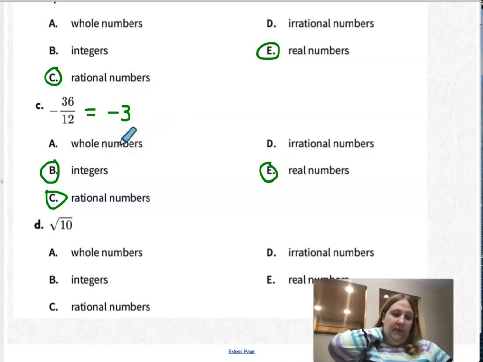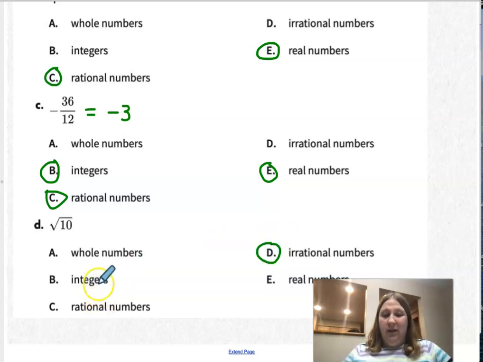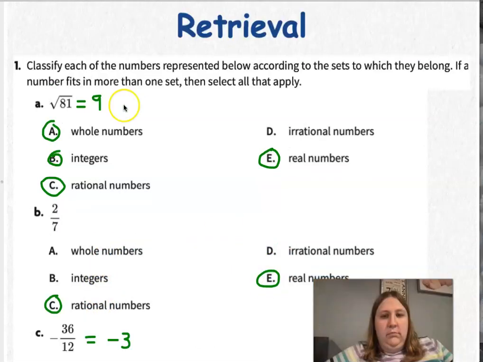All right, last one for this type then is the square root of 10. So the square root of 10, there's no number that when I multiply it by itself, I get 10. So it's definitely going to go on forever. So when it goes on forever, we know it has to be irrational. It can't be rational, can't be an integer, it can't be a whole number. But there is no i in there, so it definitely is still a real number as well.